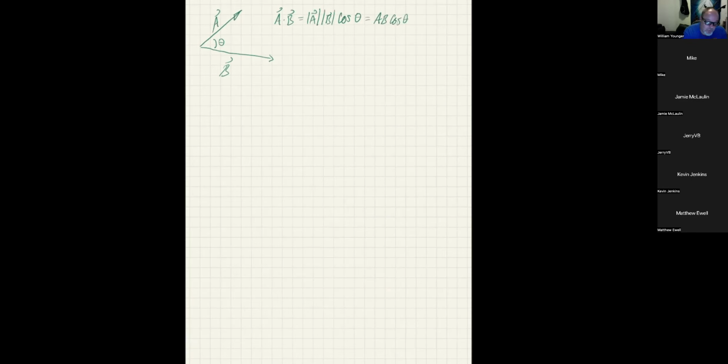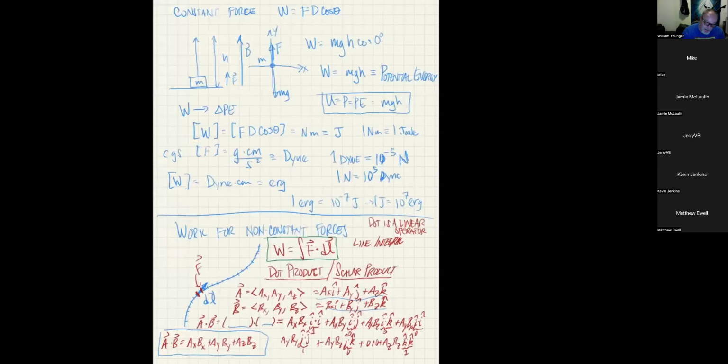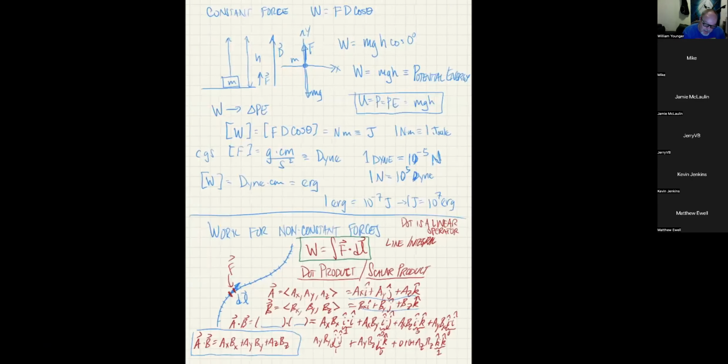Now, if you look at what we just did a second ago, I dot I should be equal to J dot J, and that should be equal to K hat dot K hat, because each of them have a magnitude of 1, and each of them are separated by an angle of 0. So this is cosine of 0 degrees, and that, of course, gives you 1. So that's why we were able to say that I hat dot I hat is 1, J hat dot J hat is 1, and K hat dot K hat is 1.